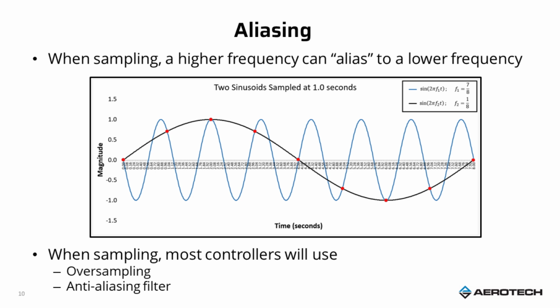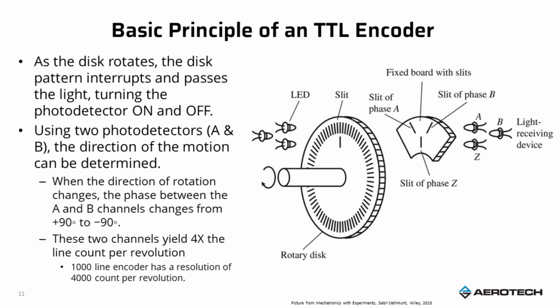And so in the controller, most have some sort of anti-aliasing filters so that you know the signal you're seeing is really truly the frequency that's being registered in the continuous system. And often oversampling is used, where you just sample multiple times, you take some averages and help smooth out some of that noise as well. So those two types of filters usually should be present in your sampled data system.